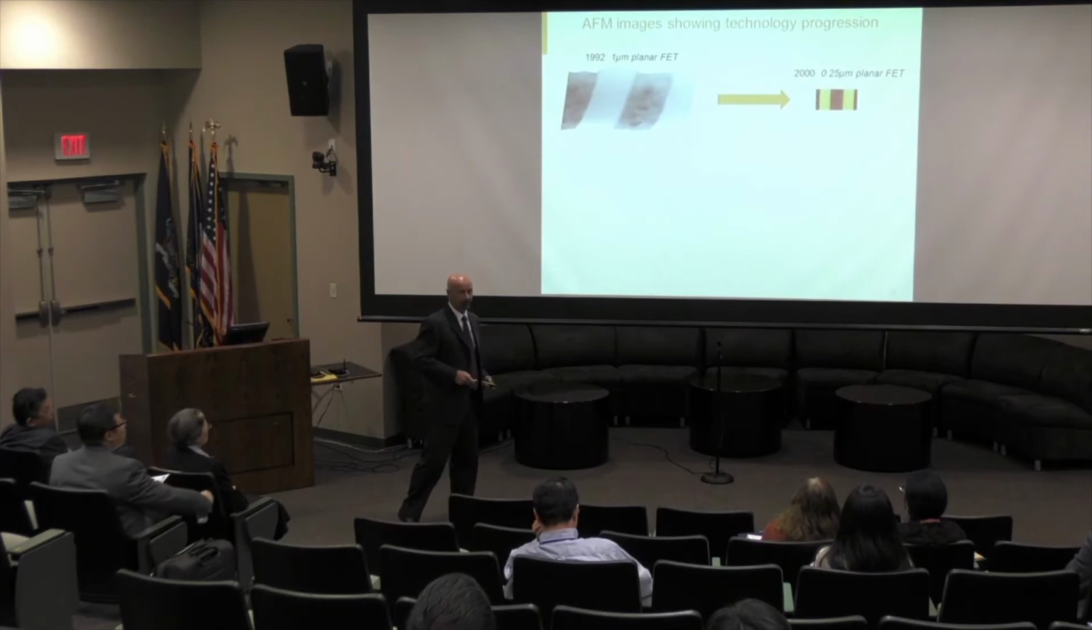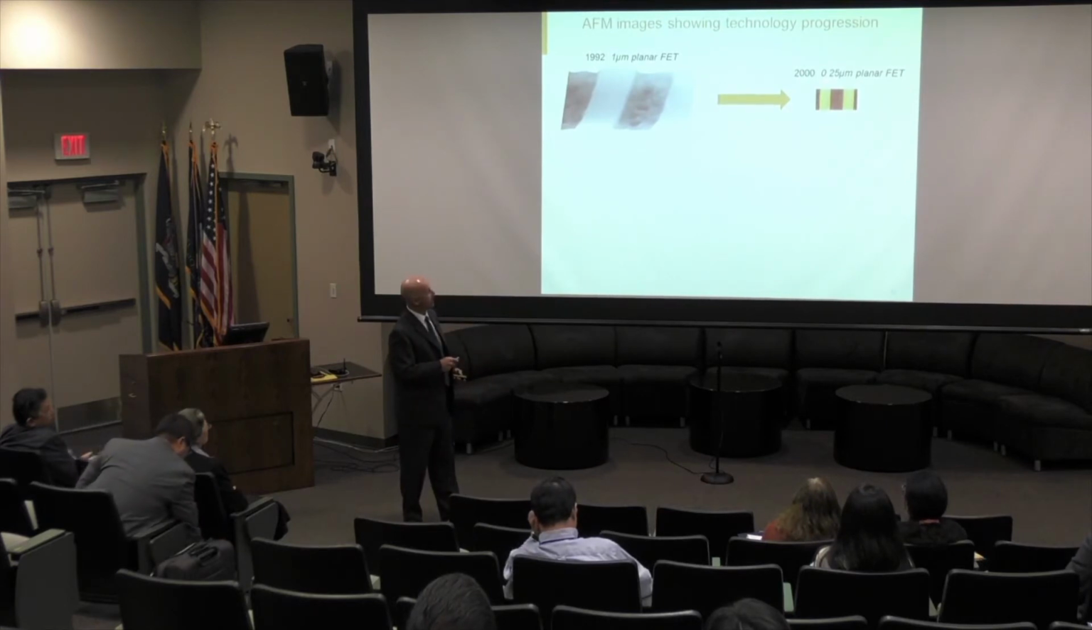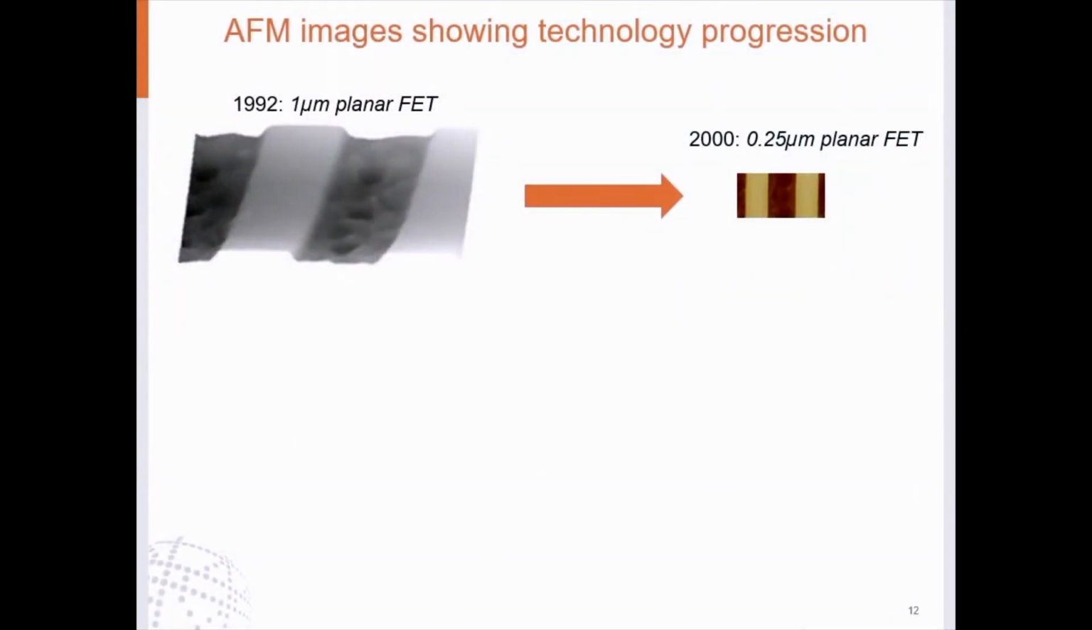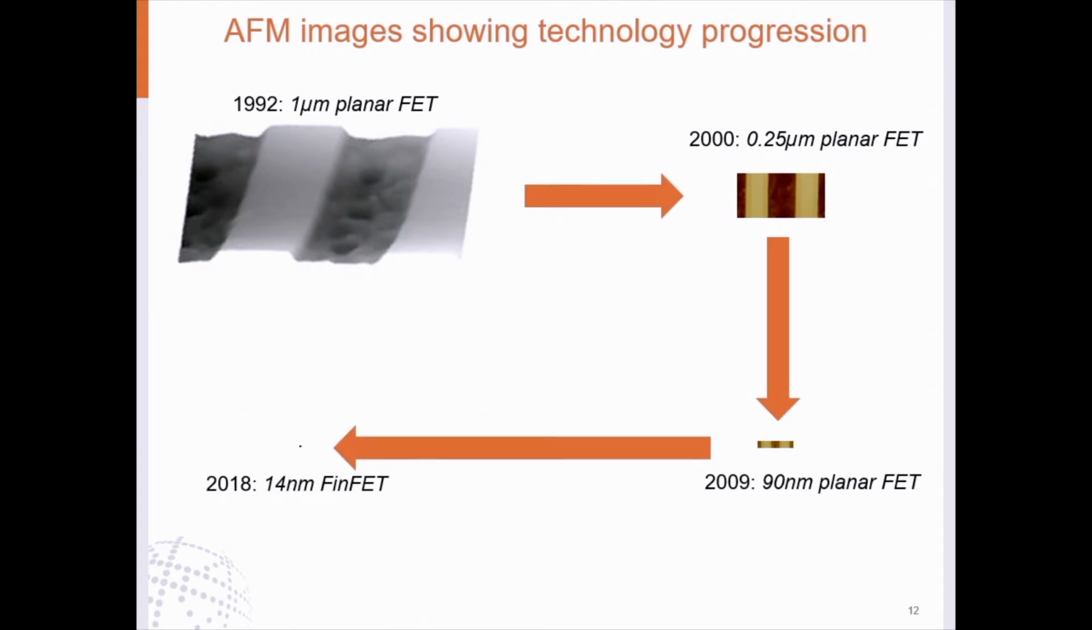Now we go to 2000. We've got the quarter micron planar FET, done the same thing here. But this is the progression that we've made. So 8 years later, we're down to quarter micron. Now we go to the year 2009. Now we're down to 90 nanometers. And I'm trying to show these all on the same scale. This is where we are now.